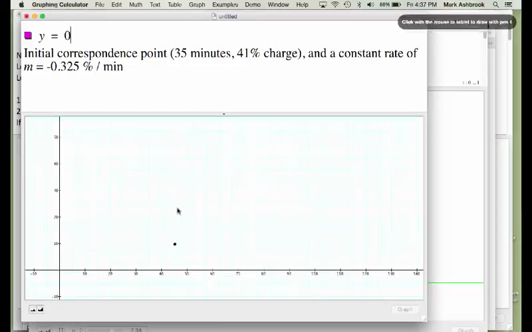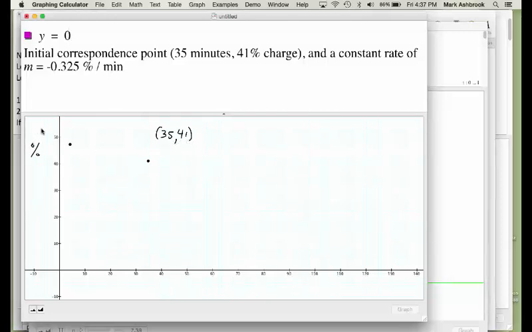Okay, so we have this graph here, and I want to plot this correspondence point of 35 minutes and 41% the battery is at. So I'm going to graph that right there. So we got 35 and 41, and we know that's a time in minutes, and that's our percent. This is our percent here, and this is our minutes. Minutes since the beginning of class. And okay, so suppose we want to use this information then. We've found our constant rate of change.